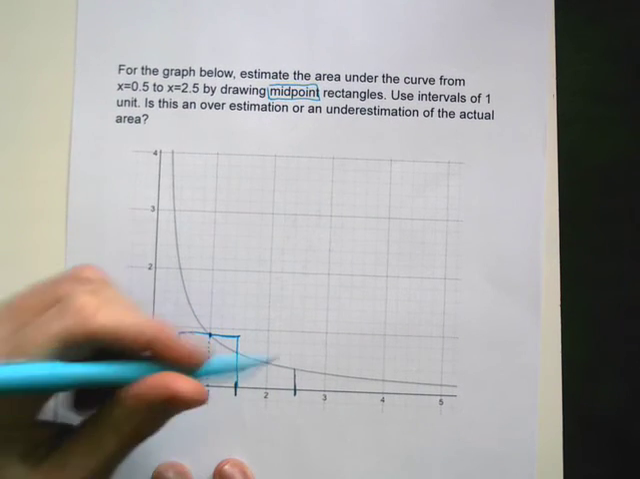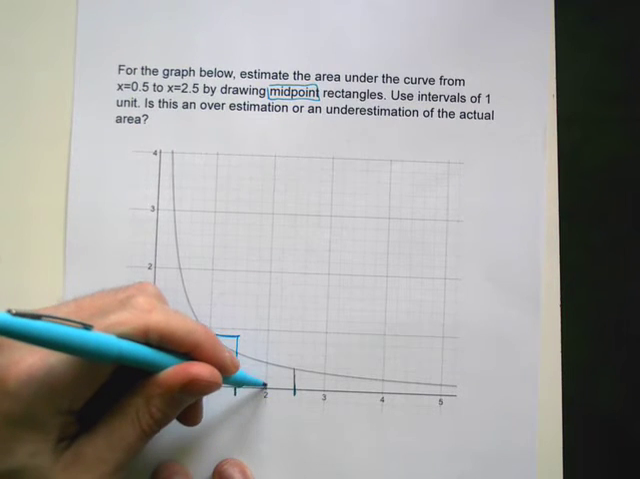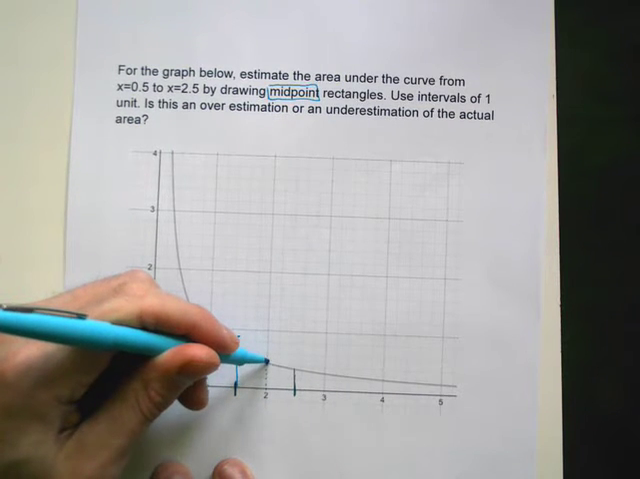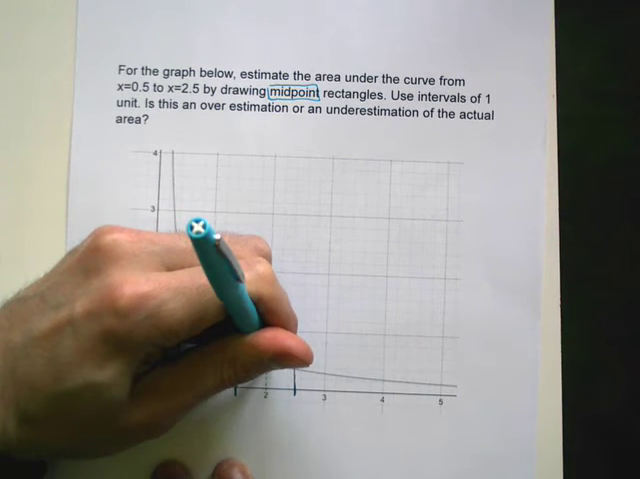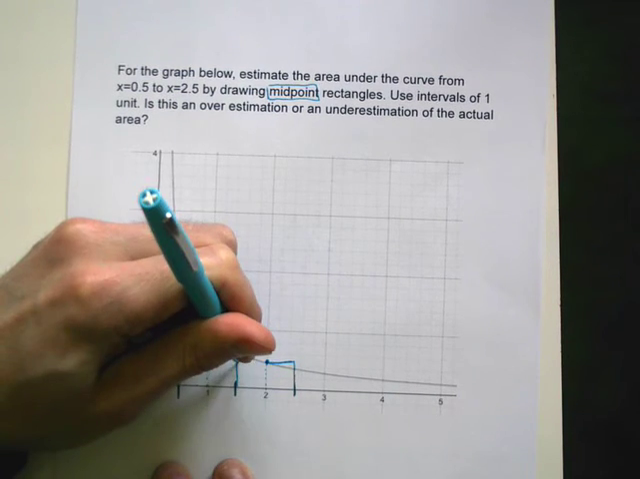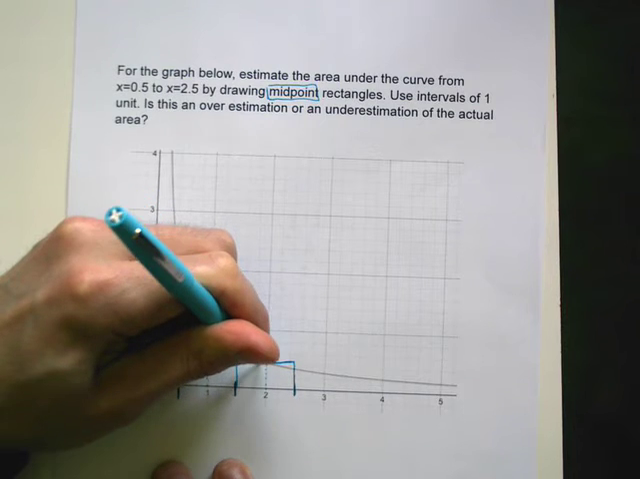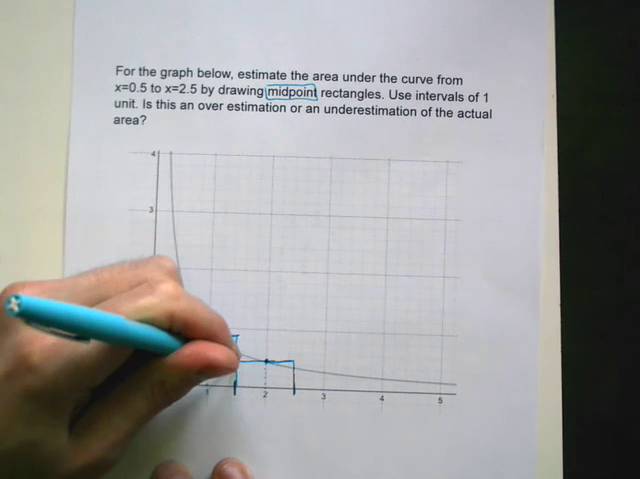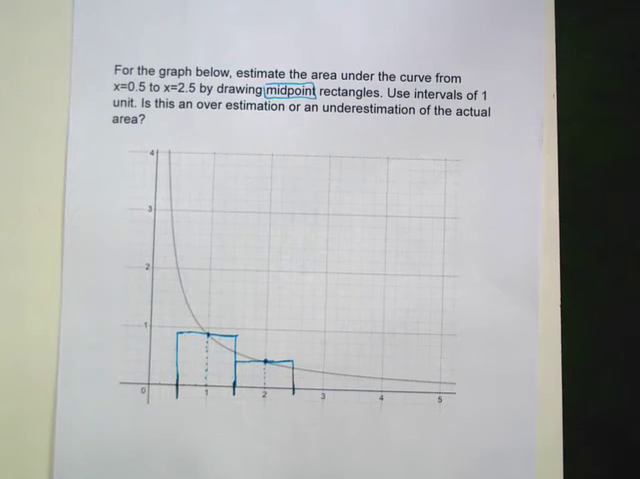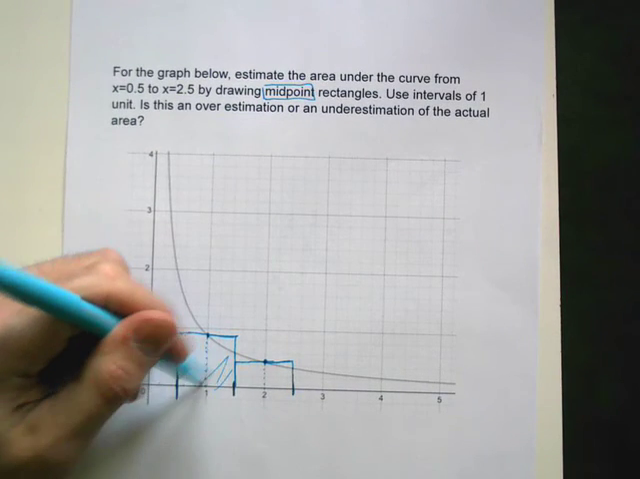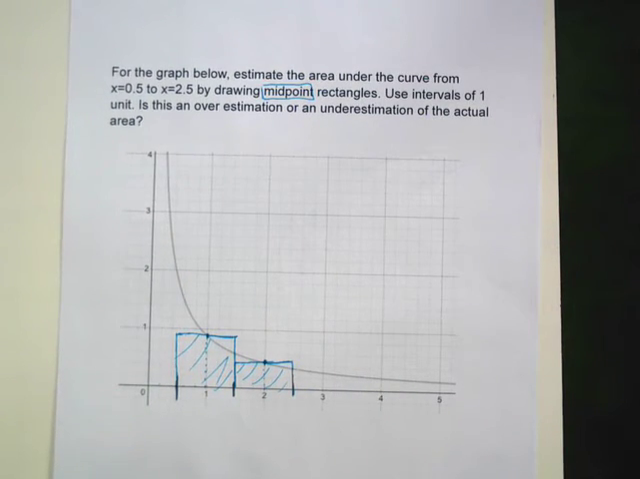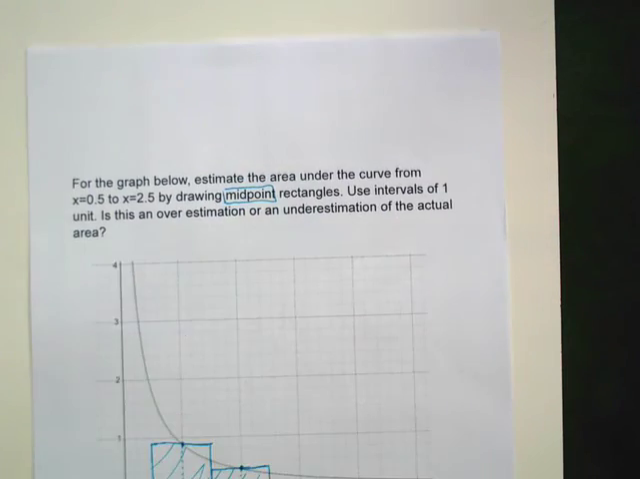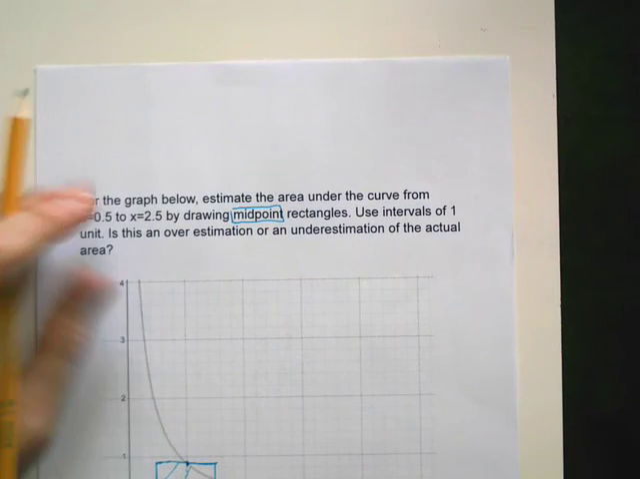Same thing on this second rectangle. We want to know where the midpoint meets the curve, which is going to be right here. If I go over a straight line to meet my side, and then another straight line, I'm having a hard time drawing straight lines today, to meet that side, it's going to look something like that. So we want to know the area of this, and we want to know the area of this.